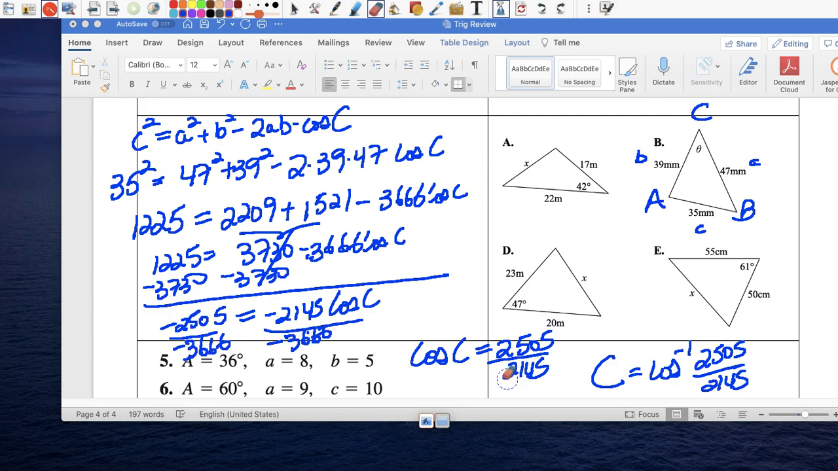And then, all right. Now let's enter that in the calculator again. So we're going to get second function, inverse cosine, 2505 over 3666. And we get that angle C is 46.9. All right. That one, you really have to be comfortable with working your equation, knowing your steps in order to do that, which is nice, because you get to practice all that.